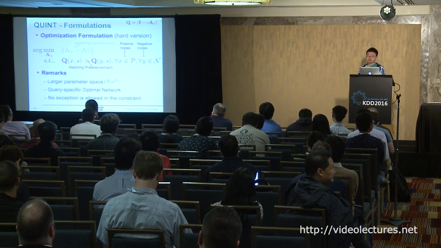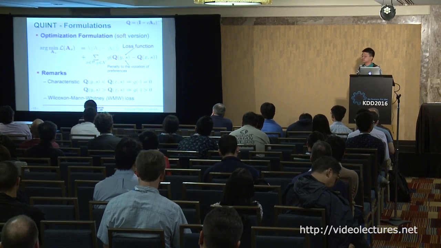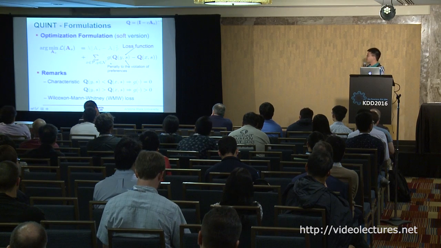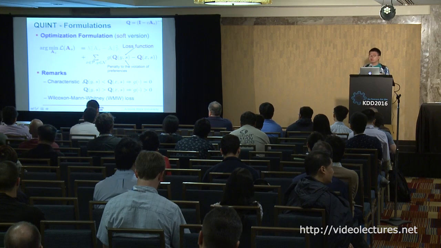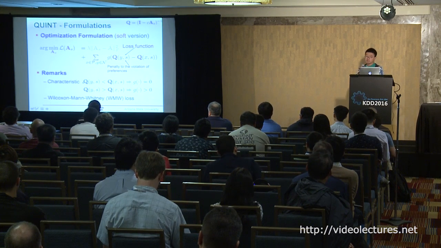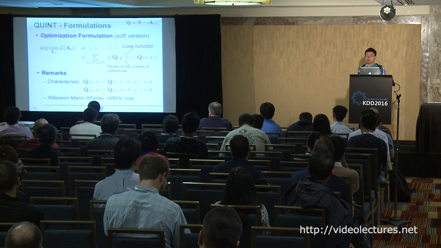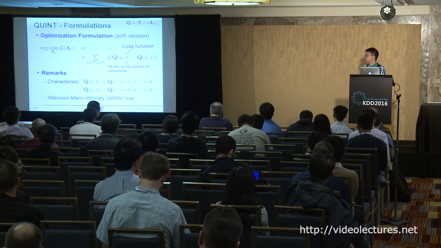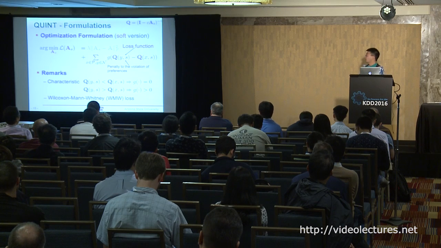But we can use a loss function to relax this constraint and get our softer version. So here, the loss function g is to penalize the violation of preferences, and it satisfies the following conditions. If the proximity score from the query node to the positive node is indeed greater than the proximity score from the query node to the negative node, then there is no loss. Otherwise, there is a positive penalty. In this paper, we use the Wilcoxon-Mann-Whitney loss.